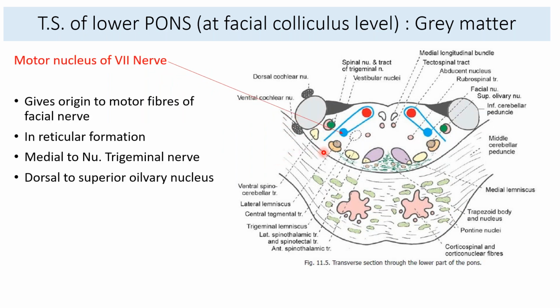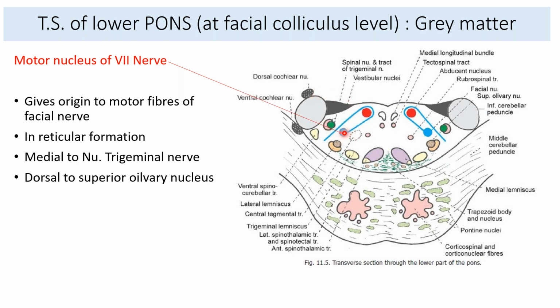Now coming to the 7th cranial nerve. This is the motor nucleus of the 7th cranial nerve, and it gives rise to the motor fiber of the facial nerve. It lies medial to the nucleus of the trigeminal nerve. Just medial to the nucleus of the trigeminal nerve is this seventh cranial nerve. So we have gone in an anti-clockwise direction from the abducent nucleus to the vestibular nucleus to the cochlear, then trigeminal, and then the facial nerve, in this order.